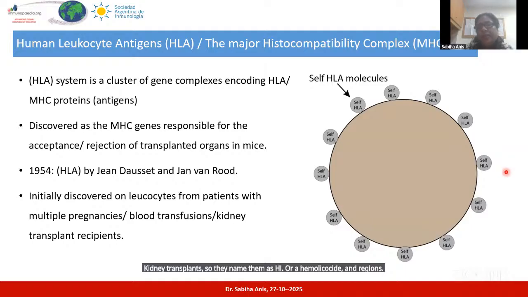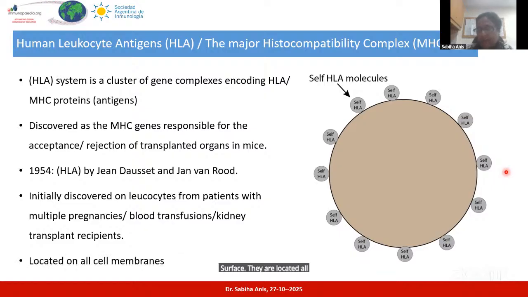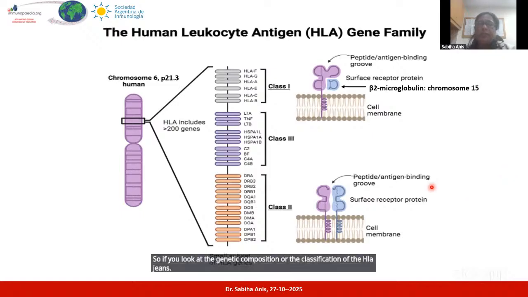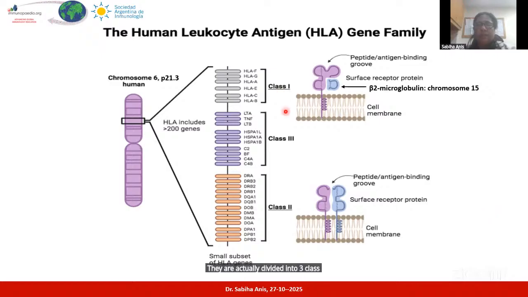As you can see, all our cells have a lot of HLA molecules on their surface. So they are located on all the cell surfaces in our body. If you look at the genetic composition or the classification of the HLA genes, they are actually divided into three classes: class 1, class 2, and class 3.